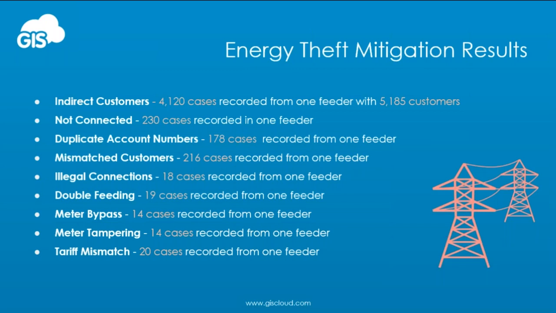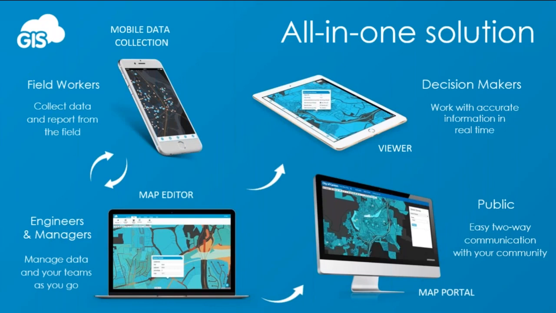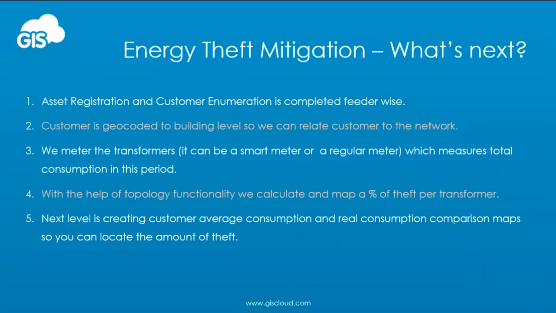I see this as low-hanging fruits, which we quickly address. Then we come back to the next stage where we geocode to building level, or customers and consumers. We meter all transformers, and then we use a solution that gives a percentage of debt that we have per transformer, and then we're able to also create a customer average consumption and rate consumption and compare the two to get the amount of theft. That's actually what the strategy is all about.